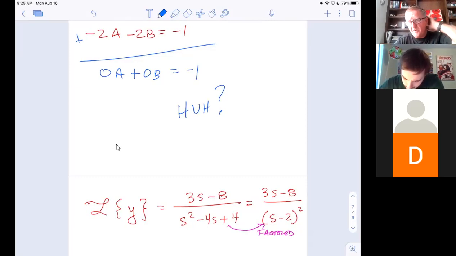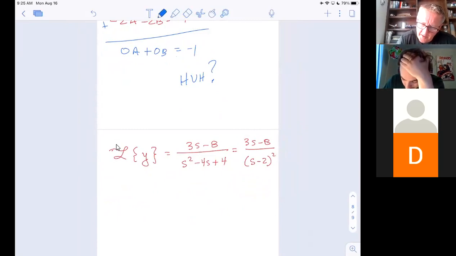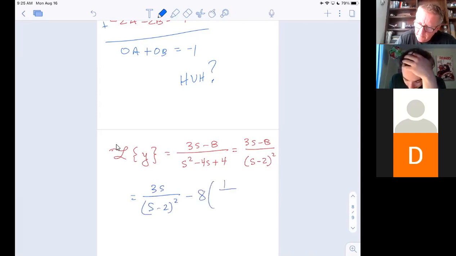David, reading ahead and also remembering some things from calc, because this is not the first time you've had to decompose things, is telling us the simplest, most mechanical way out of this. But I'm just curious. In other words, this business right here could decompose right now. Couldn't I write it as 3s over s minus 2 squared, and then minus 8 over s minus 2 squared? Do you understand where I'm writing it like this?